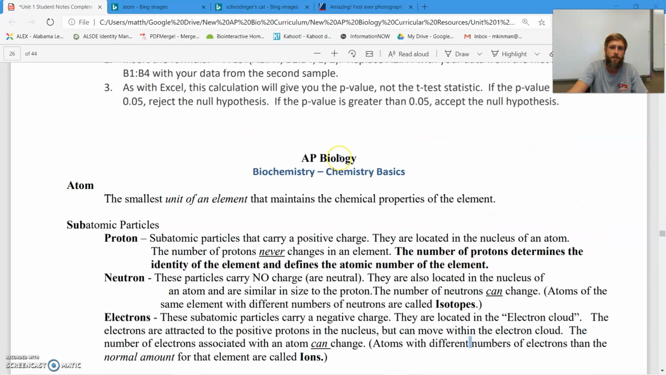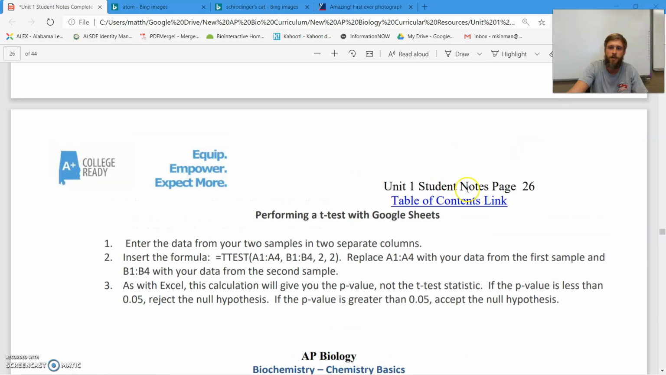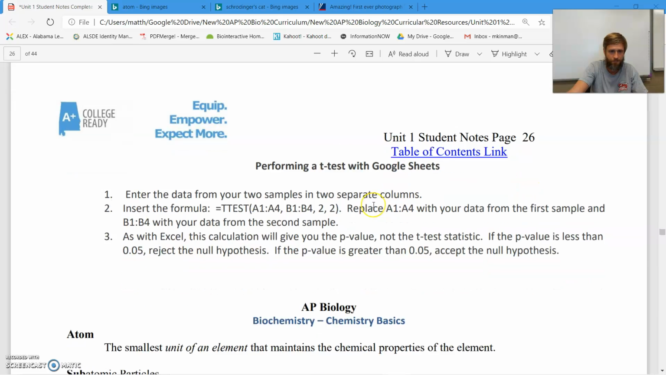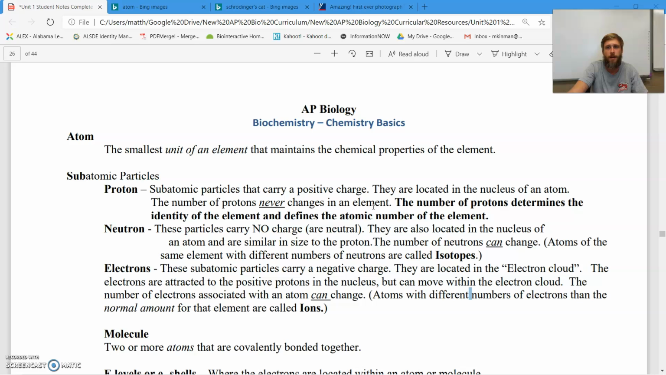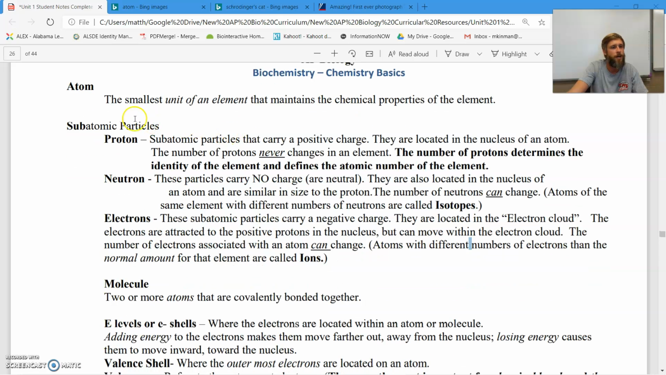So basic chemistry is in your notes on page 26. I'll pass all the nasty statistics stuff that nobody really likes. Well, some people do. But it starts talking about atoms. Atom means indivisible, which, when it comes to matter, is the smallest unit of an element that maintains the chemical properties of that element. So we are all made of matter, therefore we are all made of atoms.